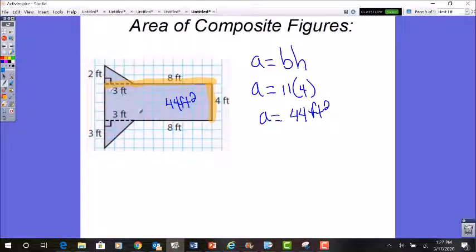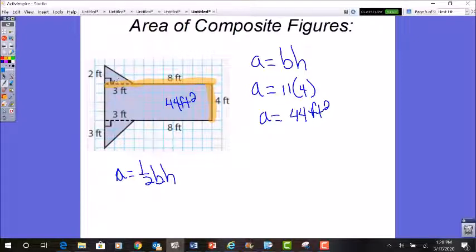Okay, so now let's do the 2 triangles. Now the 2 triangles look similar, but they're actually a little bit different from each other. So I'm going to do this smaller triangle first. Again, my area formula, area is 1/2 base times height. So let's fill in this formula. We can see that the base and the height meet at this right angle here.